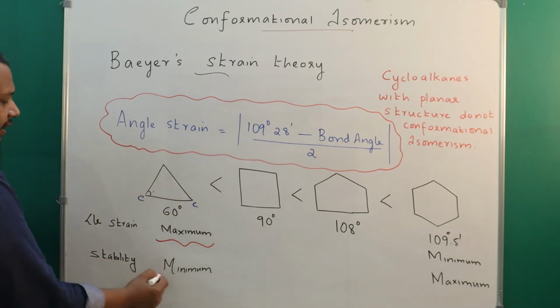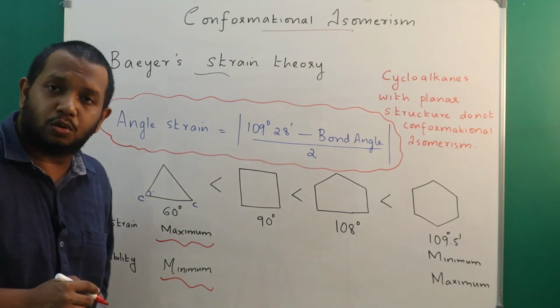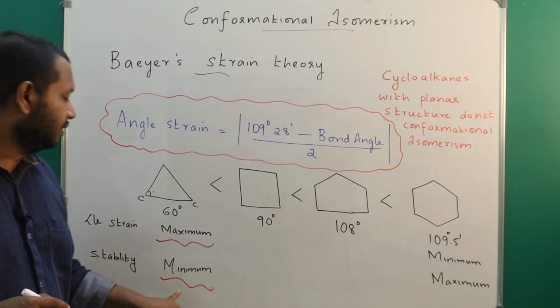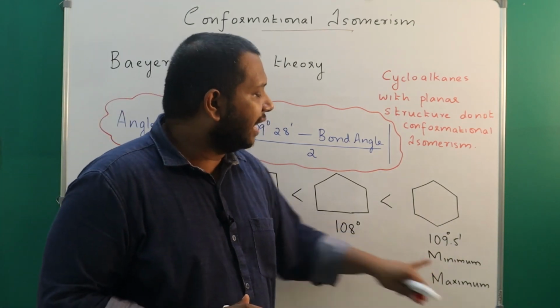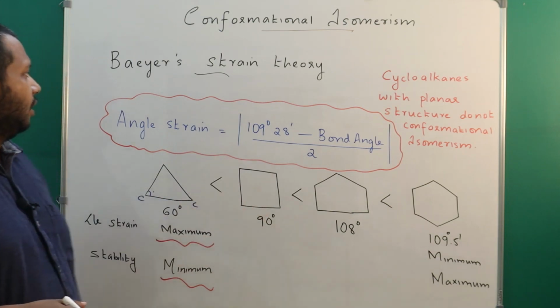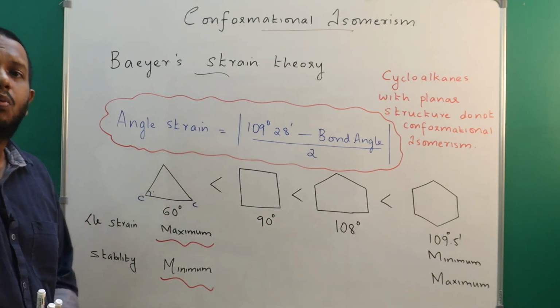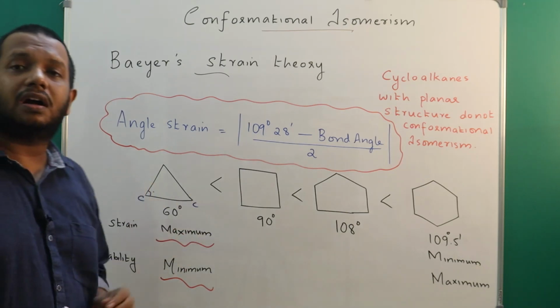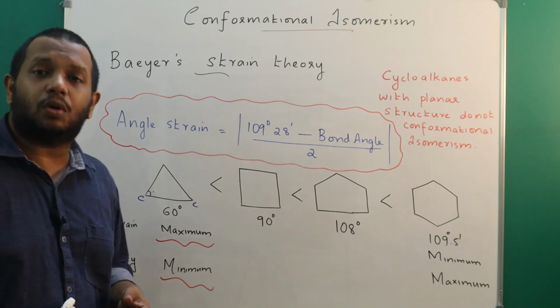So angle strain is maximum in the case of cyclopropane, so the stability is minimum. Angle strain is inversely proportional to stability. If angle strain is maximum, then the stability will be minimum. Coming to cyclohexane, the angle strain is minimum, so the stability is maximum. Clear? I hope you got a fair idea of what Baeyer's strain theory is. Now let's see the different conformational isomers and shapes of cyclohexane.